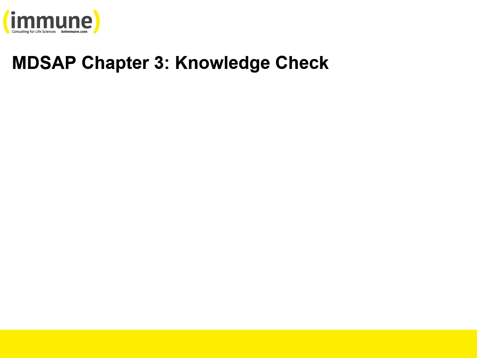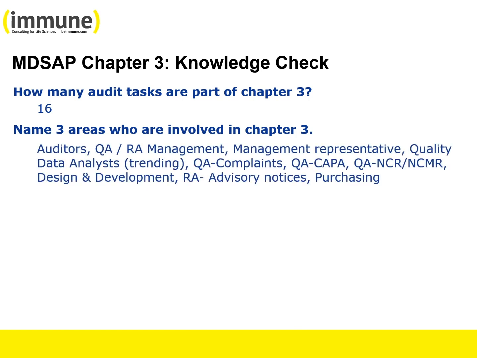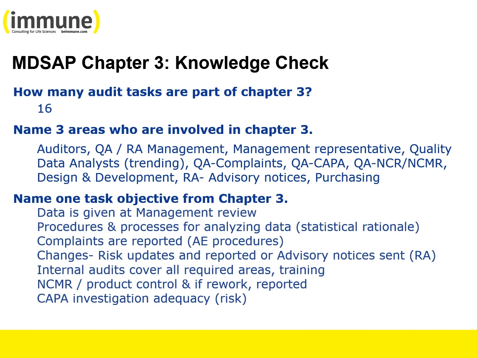Now let's jump into the MDSAP knowledge check on Chapter 3. How many audit tasks are part of Chapter 3? 16 is correct. Name 3 areas who are involved in Chapter 3. Auditors, quality assurance and regulatory management, management representative, quality data analysts, complaints department, CAPA department, nonconformance department, design and development, regulatory personnel responsible for advisory notices, and purchasing. Name 1 task objective from Chapter 3. Although there are many, some of the information which could be confirmed as part of Chapter 3 is listed below.